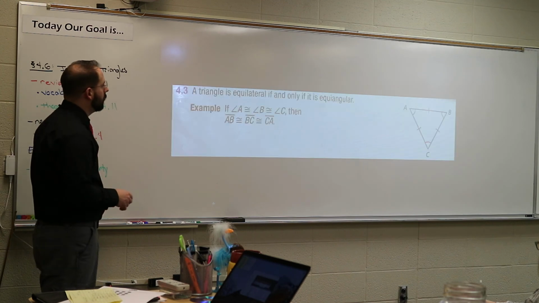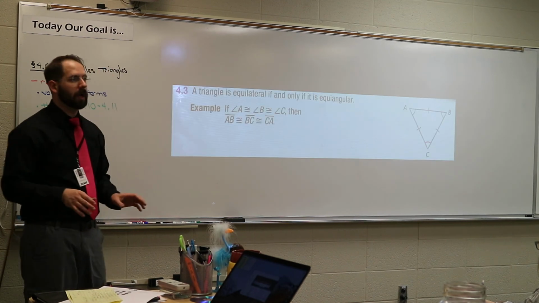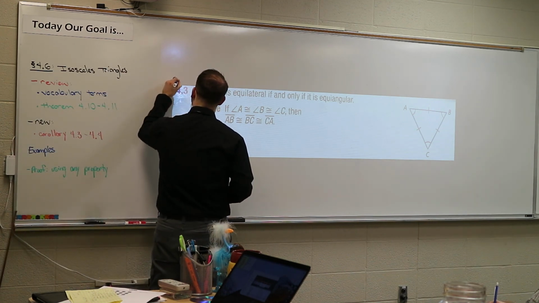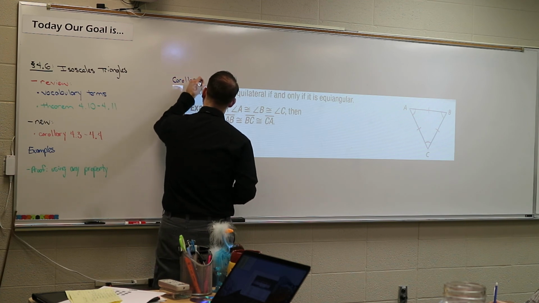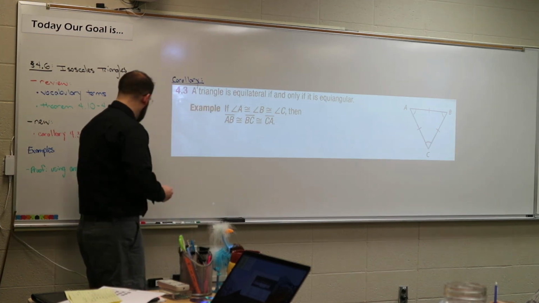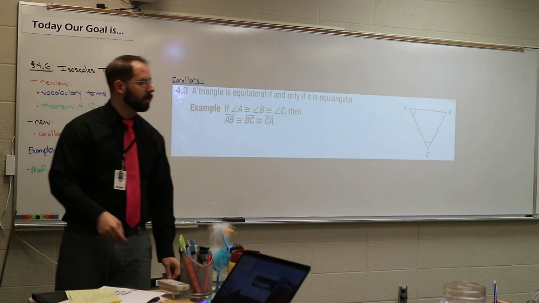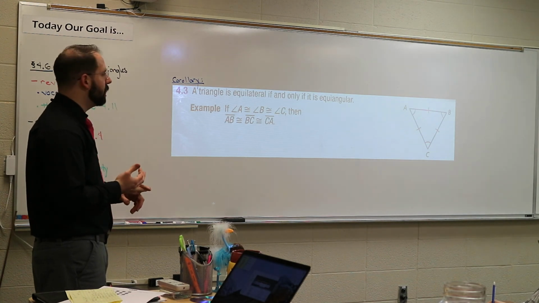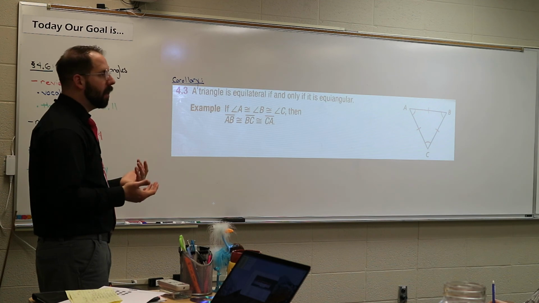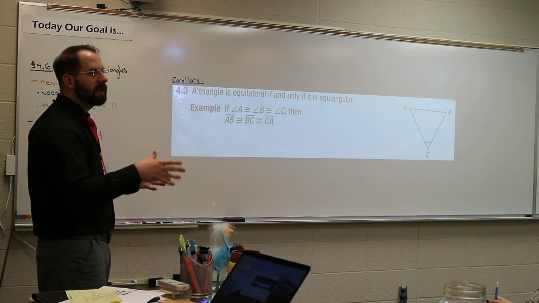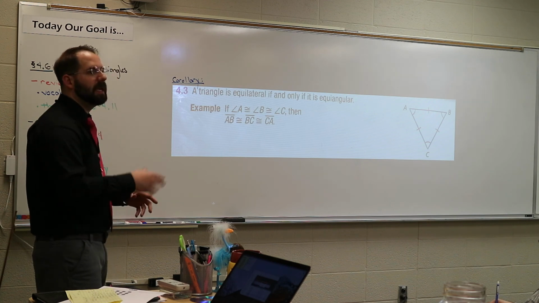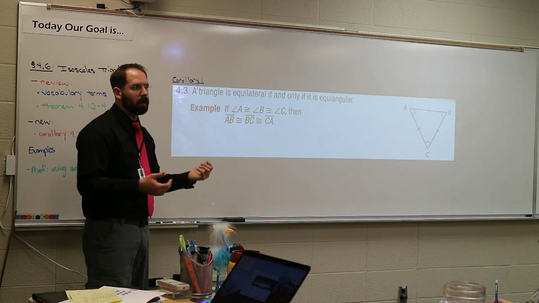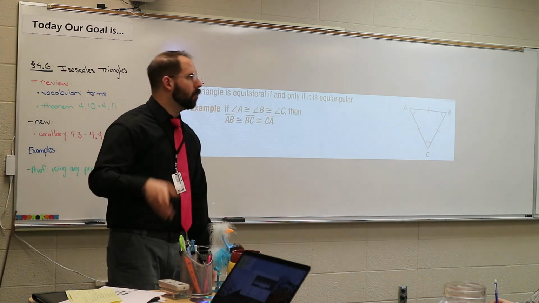New properties today. This is corollary 4.3. In fact, I'm going to write the word corollary up here. If you don't know what a corollary is, a corollary is a follow-up to a previous theorem. So at some point, one of the two theorems we were just talking about, theorem 410 or 411, had something we needed to talk about. And they extended it one step further: they took the properties and applied them to equilateral and equiangular triangles. So if a triangle is equilateral, meaning the walls are all the same, you can prove that it's also equiangular.